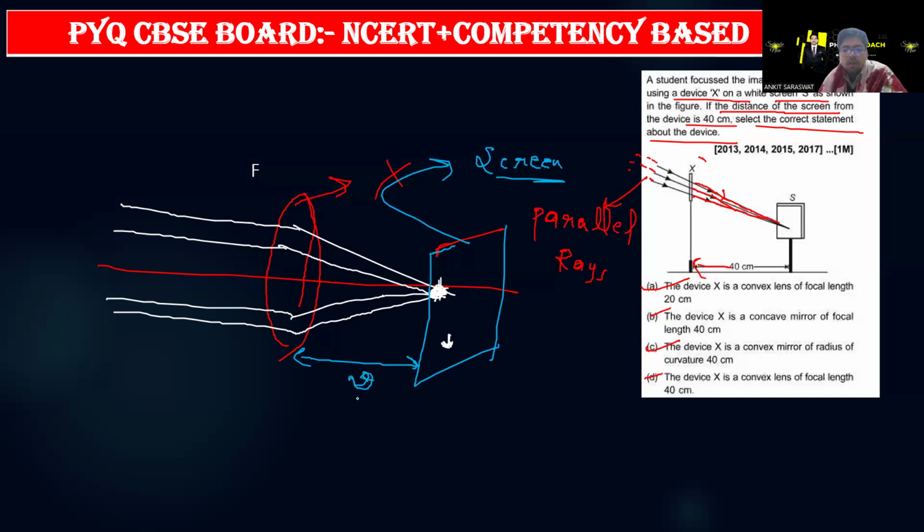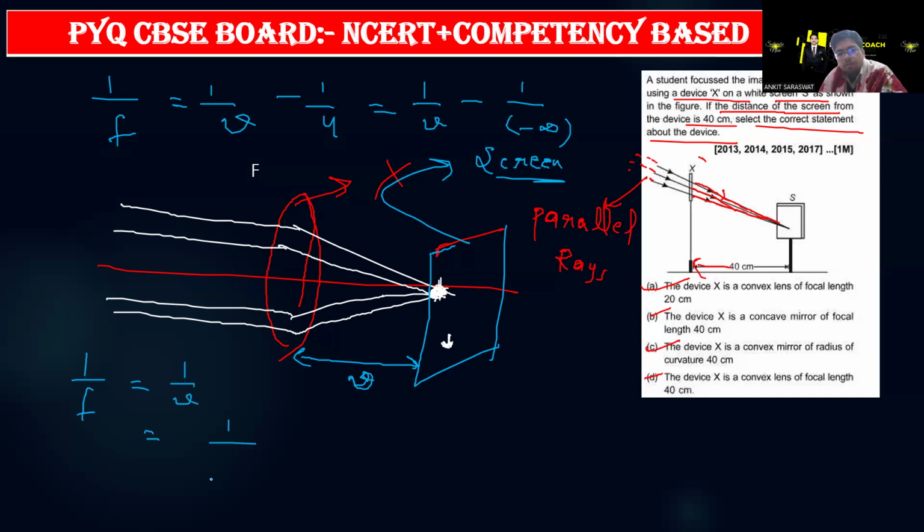So by measuring this distance, actually this is v. If you apply the formula 1 upon f is equal to 1 upon v minus 1 upon u, since the object's light is coming parallel, it means the object is at infinity. So 1 upon infinity is 0. 1 upon f is equal to 1 upon v, and v is positive. How much is this image distance? 40 centimeter. 1 upon f is equal to 1 upon 40. It means the focal length is 40 centimeter.